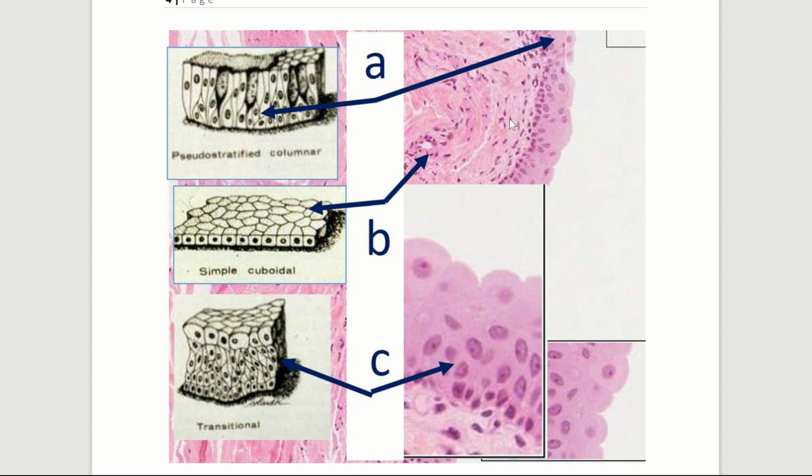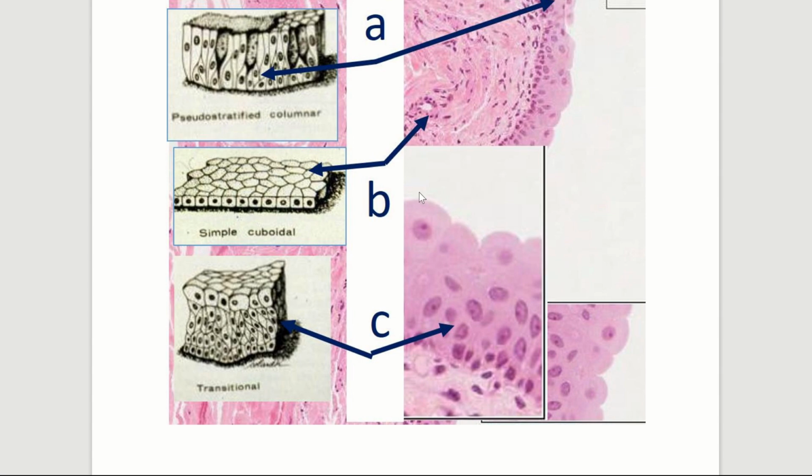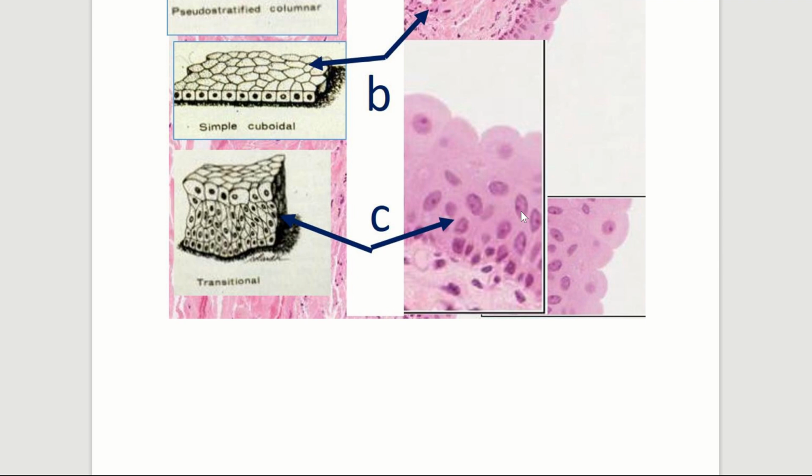So A did not match, B did not match, C does match, right? Because we said this is transitional epithelium in the bladder, the very kind of bubbly looking cells. Okay, so hopefully that helps you realize, the top two didn't match, C does.